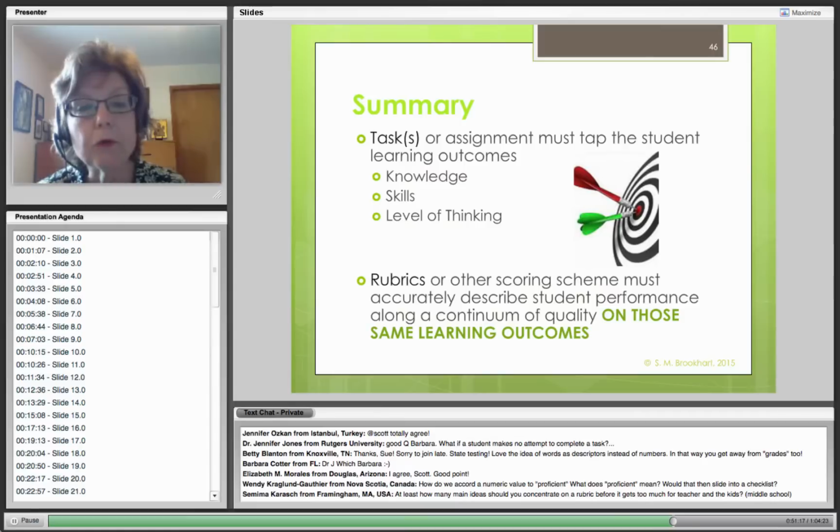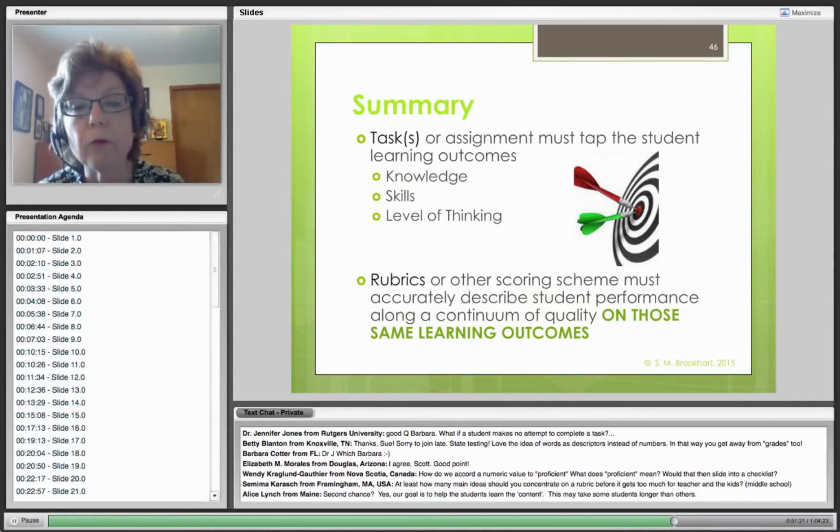Somebody says before and during and after a lesson or activity. Absolutely. That's a version of what we were just saying about rubrics being excellent for learning. By definition, after is too late. Before and during are when the learning takes place. So absolutely.